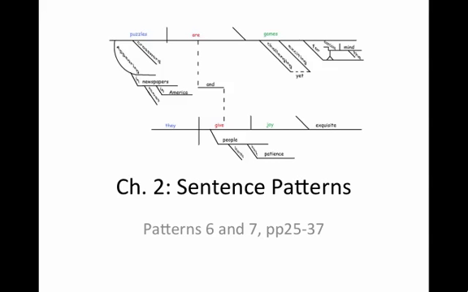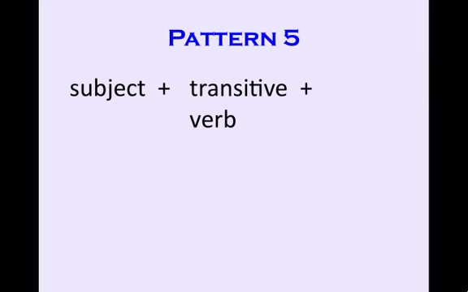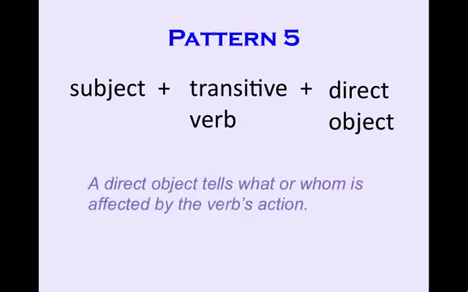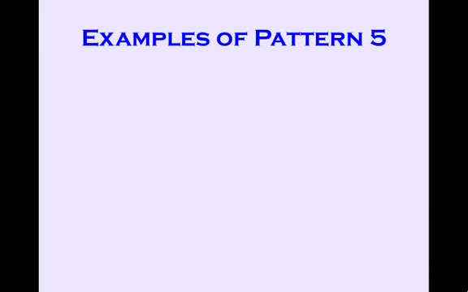During the last class period, we talked about sentence patterns 1 through 5. Now we're going to wrap up with patterns 6 and 7, the related reading, pages 25 to 37 of your textbook. First, a little refresher of pattern 5. You have your subject, a transitive verb, which demands a direct object. The direct object receives or is affected by the verb's action.